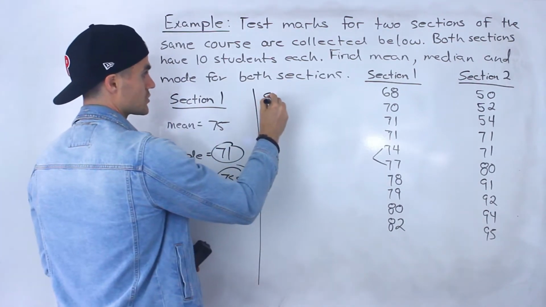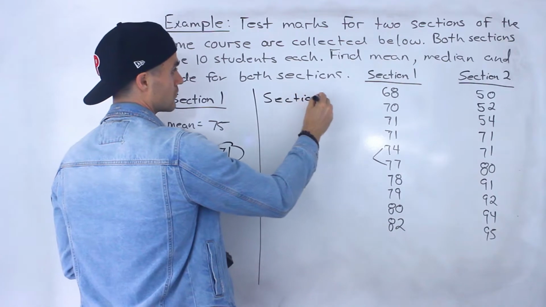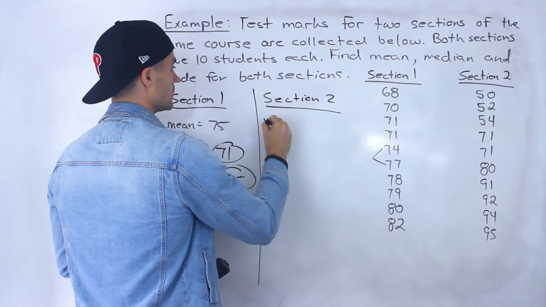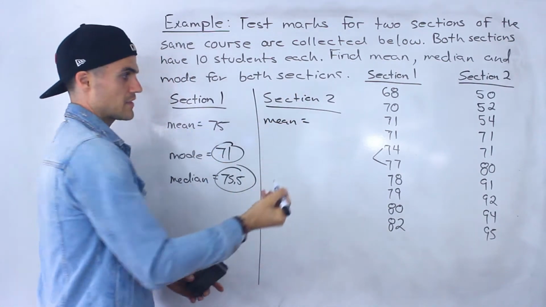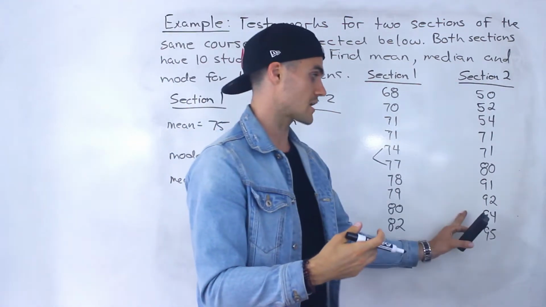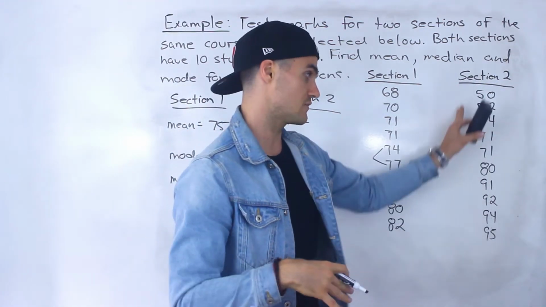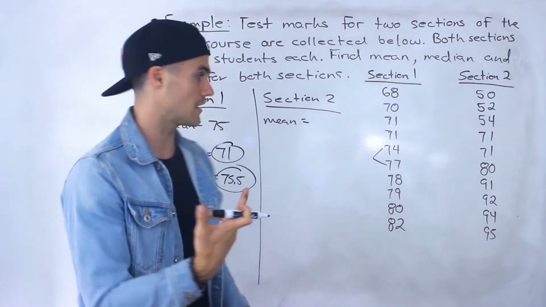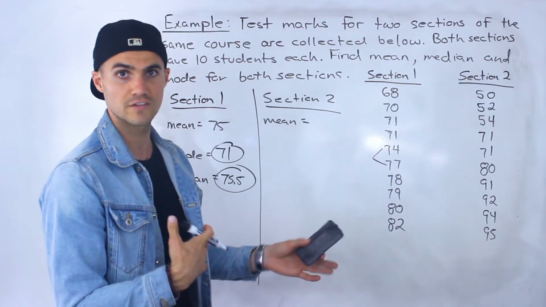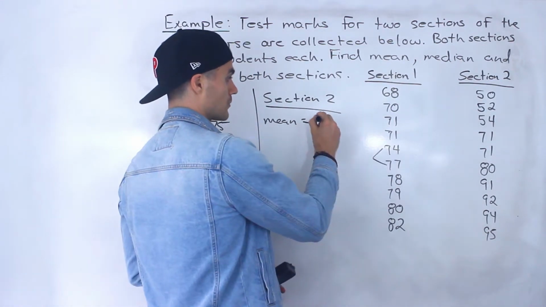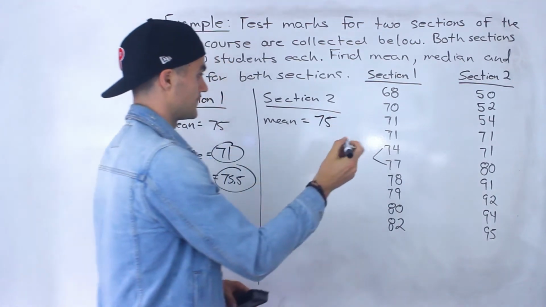Now what about section 2? What's the mean going to be? Well, same thing. We would sum all of these up, divided by the number of observations. And if you sum all these up, you actually get the same sum as section 1, which would be 750, divided by 10, the number of observations, you would get 75.